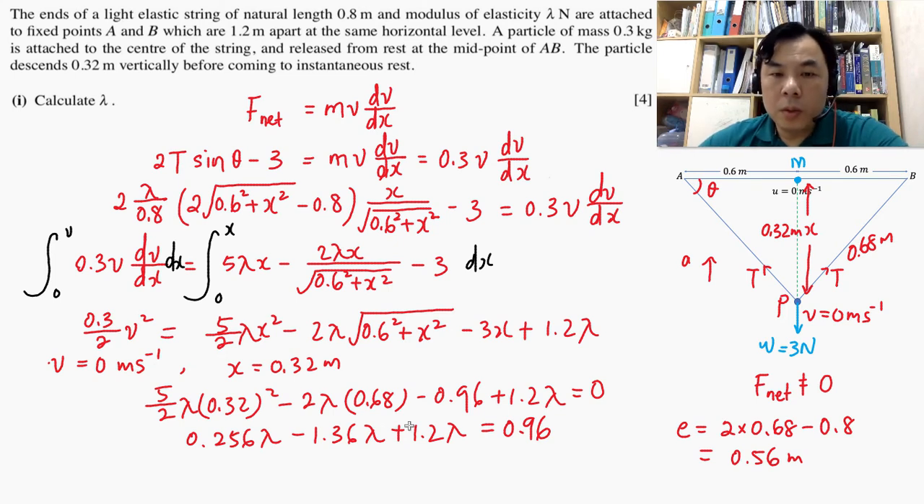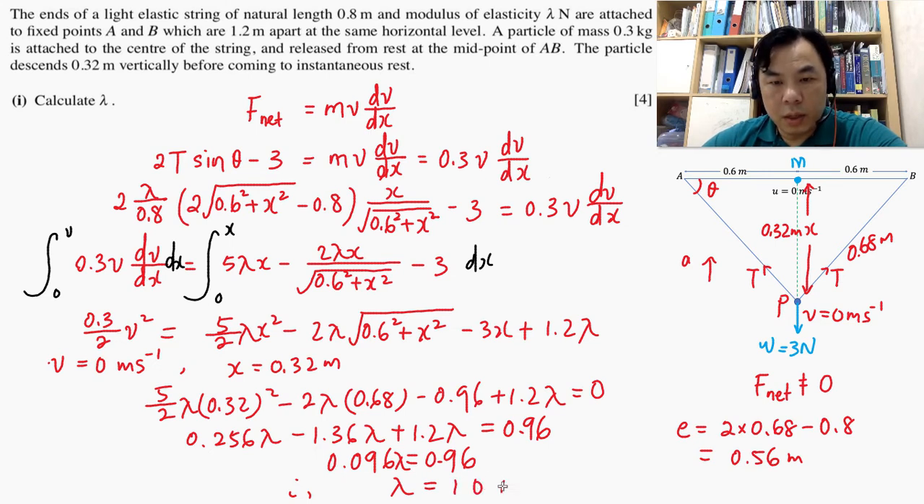Okay, so once you have done this, you should end up with 0.096 lambda. Yes, I always miss that out. Okay. And then therefore, we can conclude that the modulus of elasticity is actually equal to 10 Newton. Exactly the same value that we will get using conservation of energy.